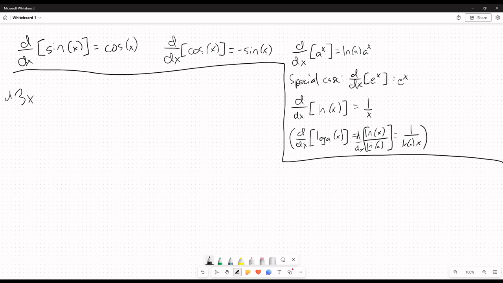Let's look at the derivative of 3x minus the natural log of x minus cosine of x. Let's just do that to start with. Well, we remember that we take the derivative term by term, so that's going to be the derivative of 3x minus the derivative of the natural log of x minus the derivative of cosine of x.